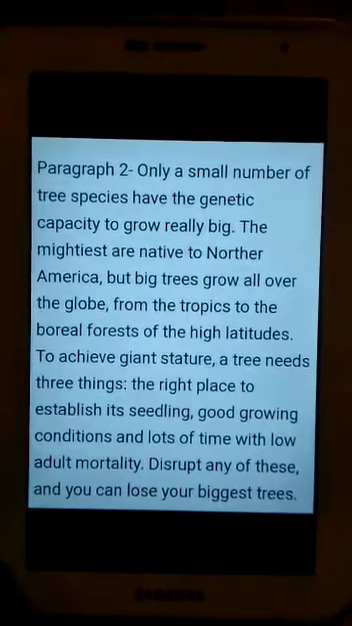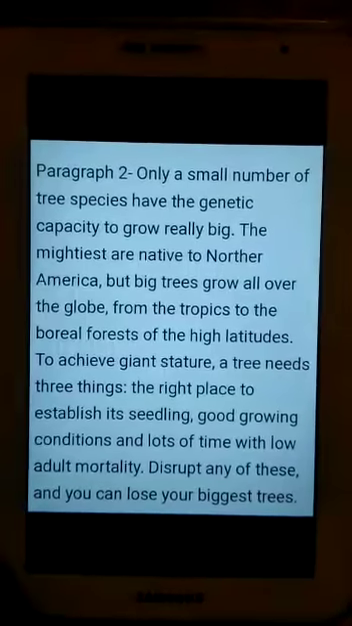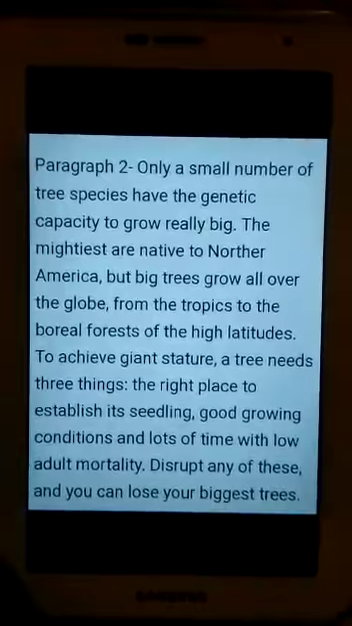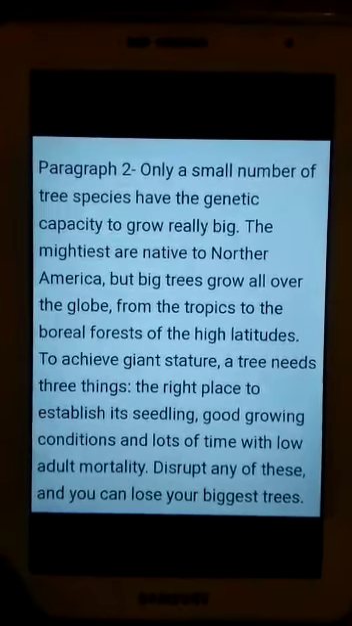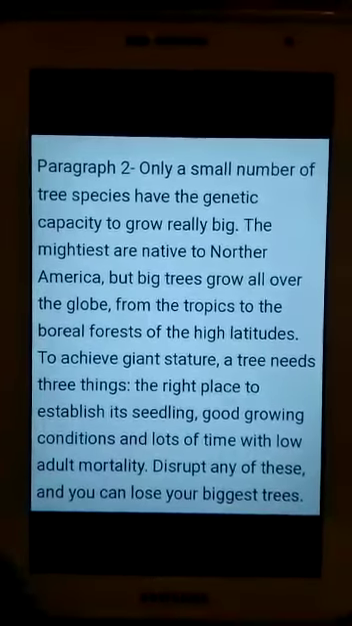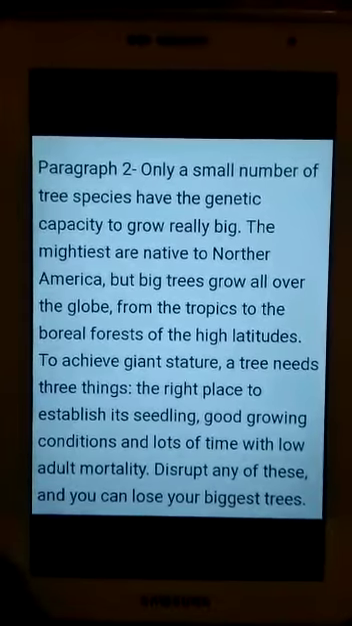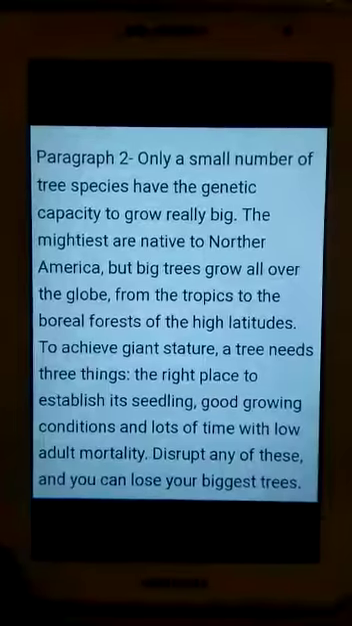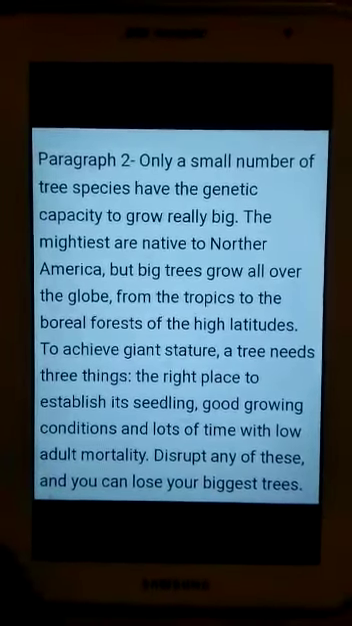Now let's go to the second paragraph. Only a small number of tree species have the genetic capacity to grow really big. The mightiest are native to North America, but the biggest trees grow all over the globe, from the tropics to the boreal forest of the high latitudes. To achieve giant structure, a tree needs three things: the right place to establish its seedling, good growing conditions, and lots of time with low adult mortality. Disrupt any of these and you can lose your biggest tree.